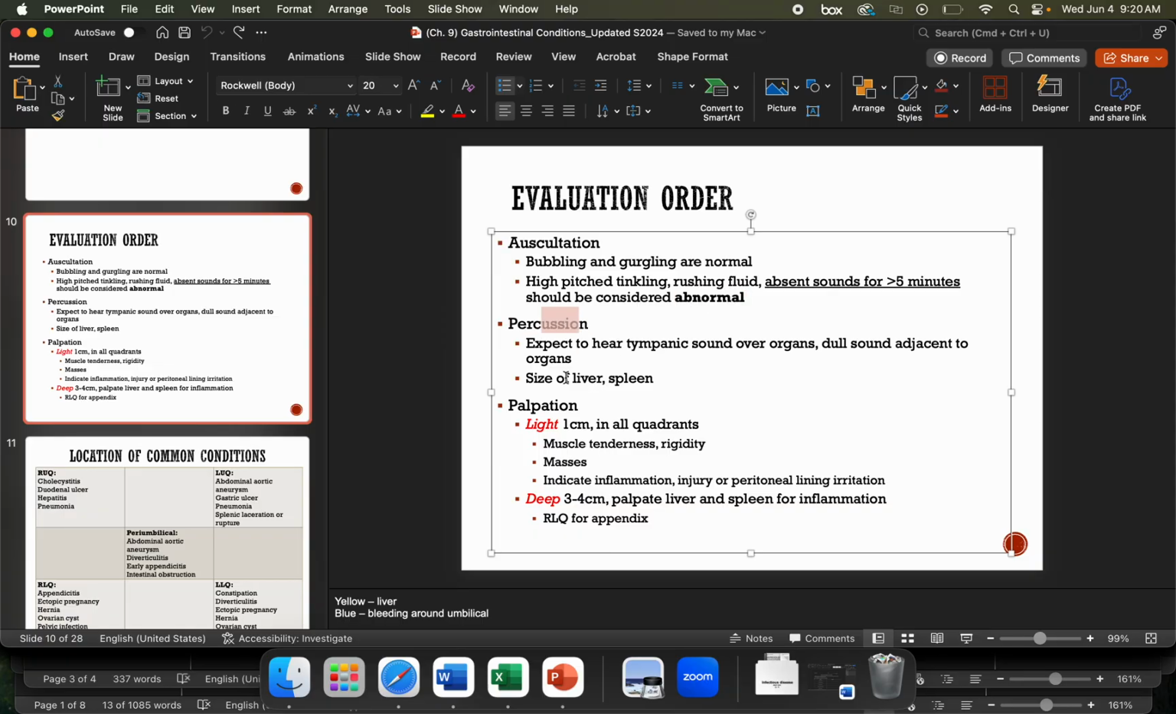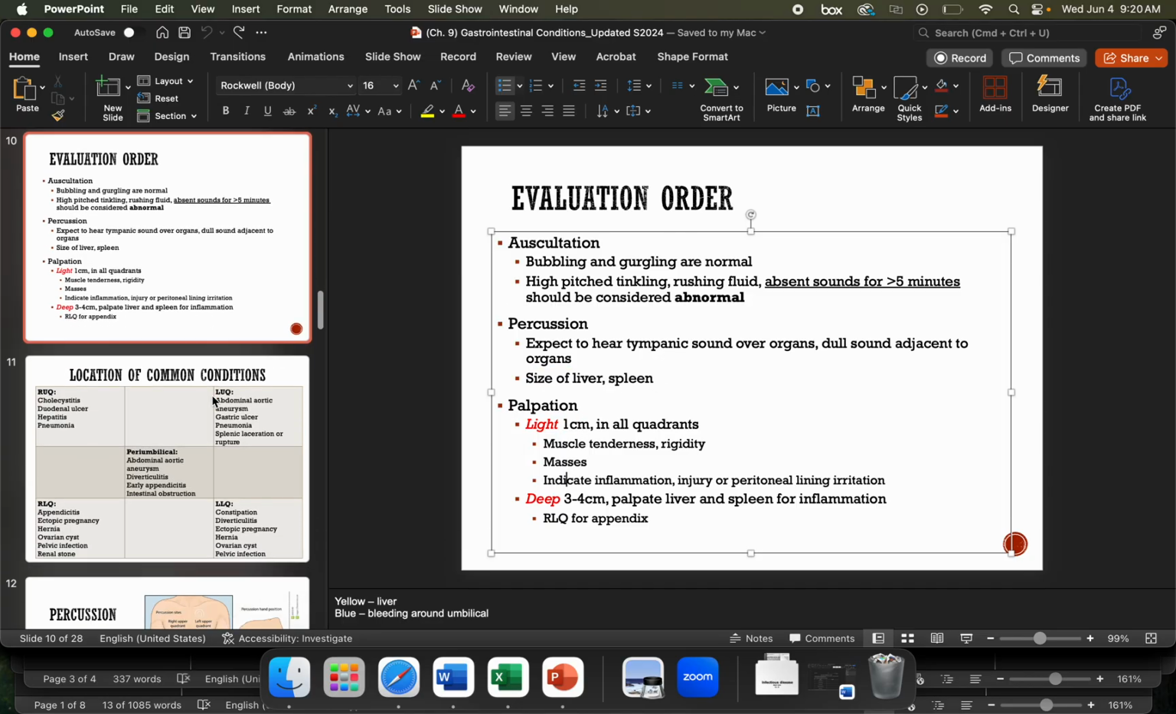Percussion, we percussed in the past with the respiratory system. So we hear a dull sound adjacent to organs, and then we're going to hear more of that hollow kind of thudding over the organs. And this is good, it allows us to kind of evaluate liver and spleen. And then we will do palpation as part of our lab, so light and deep palpation.